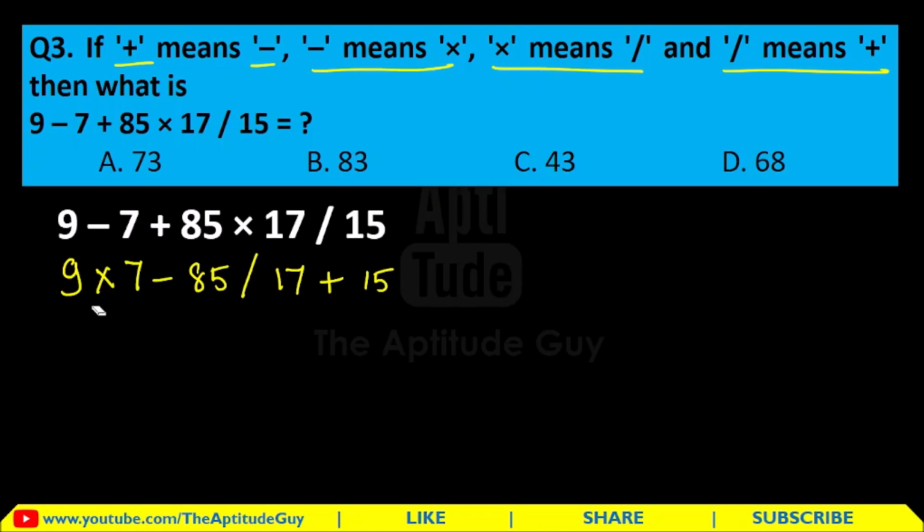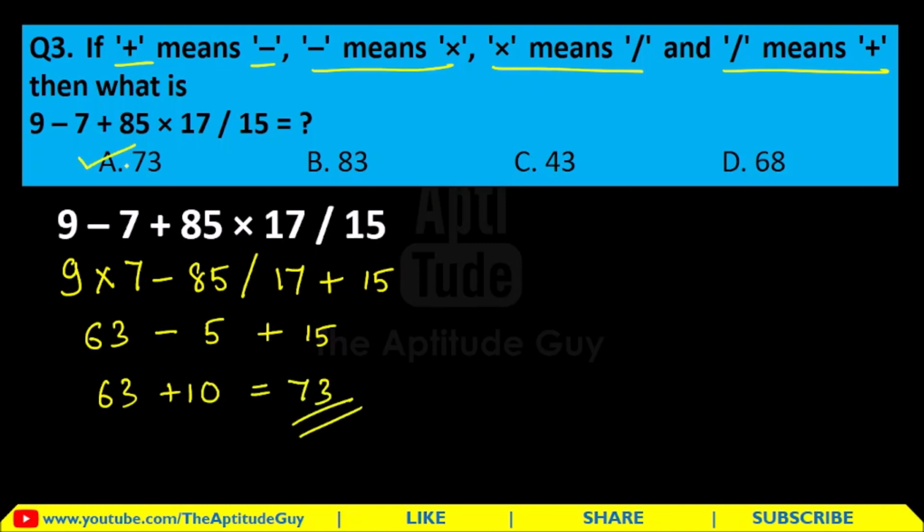So let's do that. 9 into 7 we have 63, minus is minus. 85 by 17 we have 5, then we have plus 15. So when you solve this, you will get 63 minus 5 plus 15, which is of course plus 10. So the answer is 73. The answer is option A.